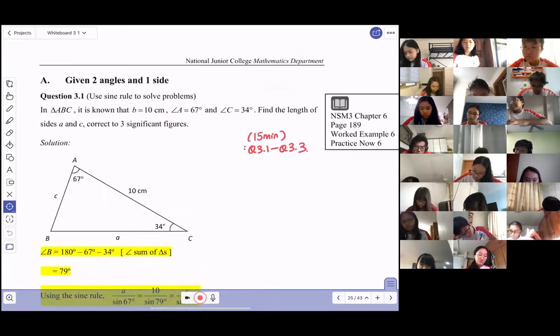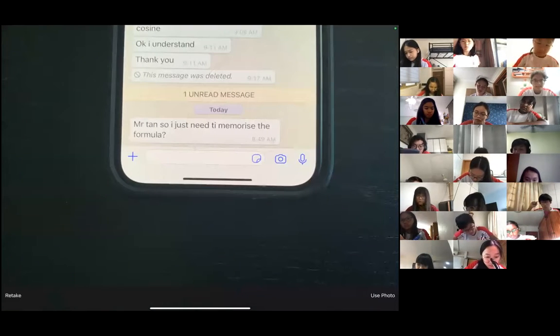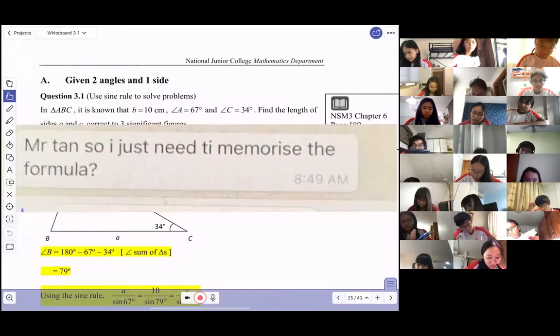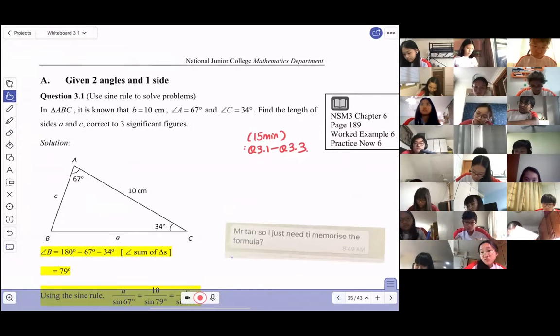One of you asked, do I need to just memorize the formula? Yes, correct. More important is memorizing the formula. There's one student who asked this, so I just want to answer your question.